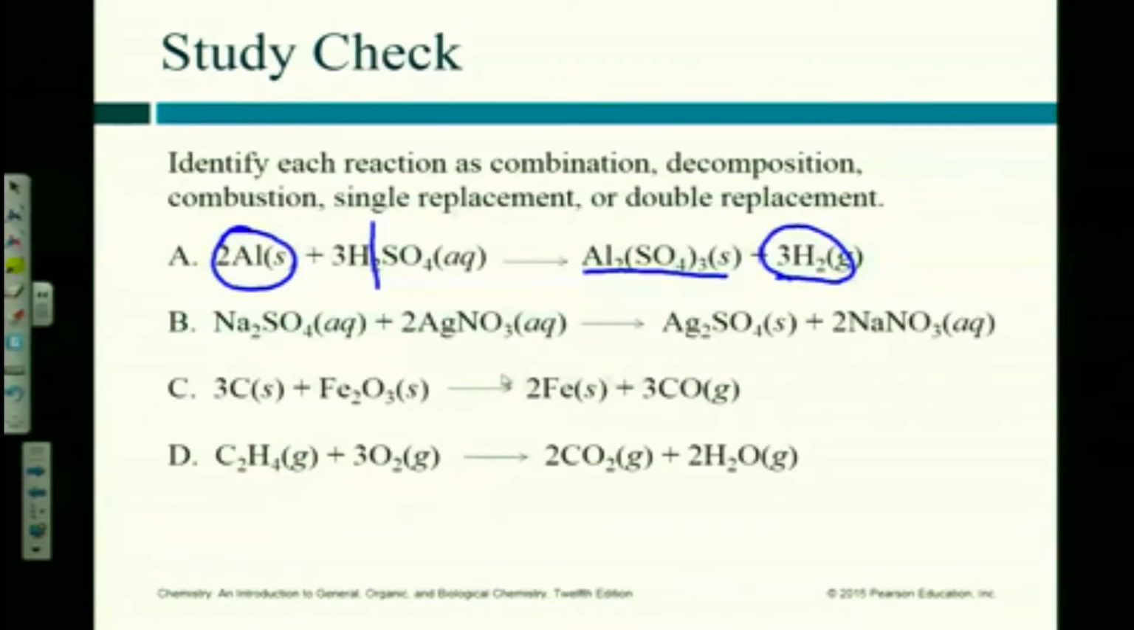What about B? Double replacement. Double replacement? How do you know that? Because there's two elements. Two elements? I mean, not elements, compounds. Two ionic compounds on the left and two ionic compounds on the right. And they're different compounds. If they were the same, there'd be no reaction, right? Right.